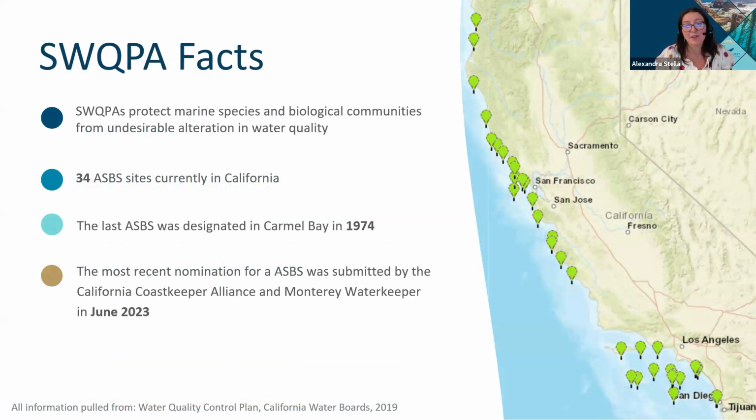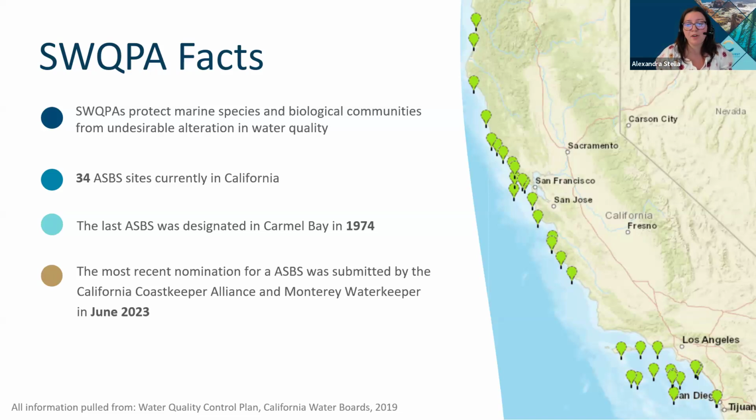Today, California has 34 SWQPAs, all of which are also designated as ASBS or areas of special biological significance, and these areas cover important stretches of California's coast. However, all of these SWQPAs were established in the 1970s, and since then there have been pollution pressures and coastal conditions that have significantly changed since the 1970s and when these protection areas were established.